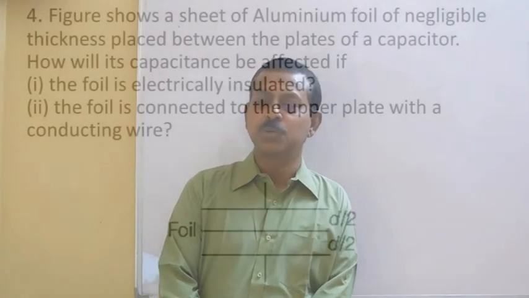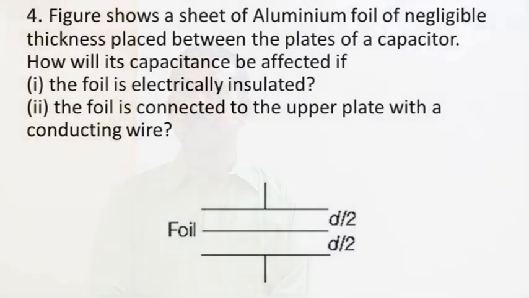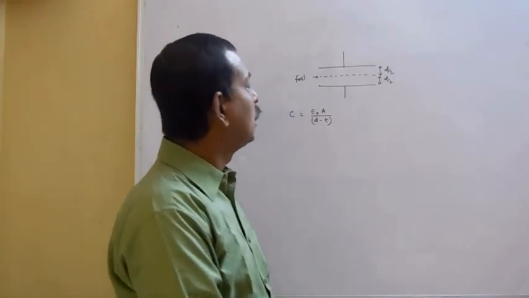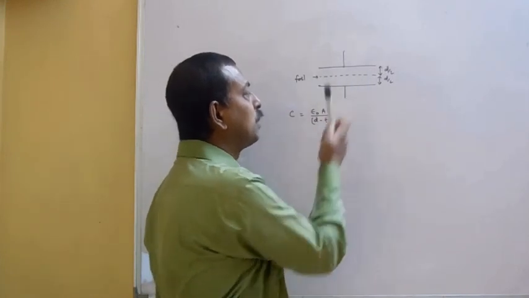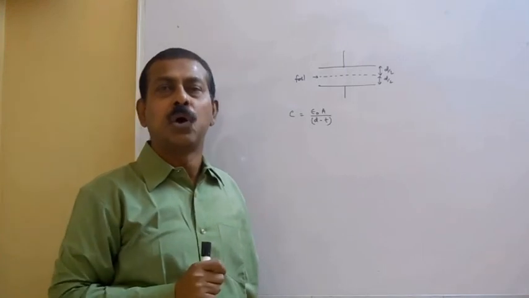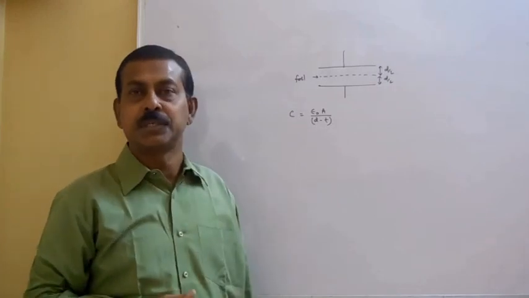The figure shows a sheet of aluminium foil of negligible thickness placed between the plates of a capacitor. How will its capacitance be affected if 1. The foil is electrically insulated, and 2. The foil is connected to the upper plate with a conducting wire? Okay, for this question, you can see these are the two plates of a capacitor, and between the plates we have a thin foil of aluminium.